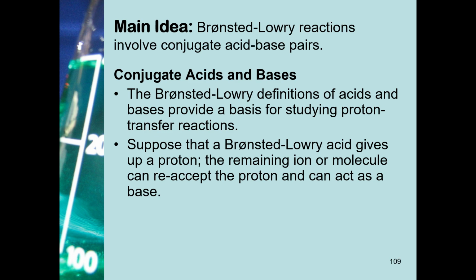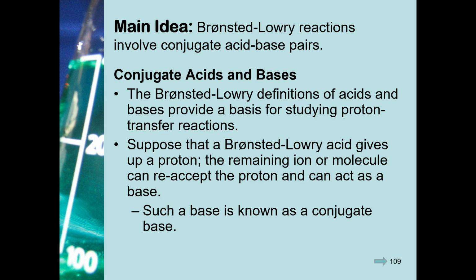Now, suppose that a Bronsted-Lowry acid gives up a proton. The remaining ion or molecule, what's left after it gave away its proton, which is now part of the products, could reaccept a proton and act as a base. So whatever was formed could act as a base and reform the acid. Such a base is known as a conjugate base. Conjugate just means it's connected with it. It has parts that are similar to it, like the tenses of a verb all have to do with the same thing.